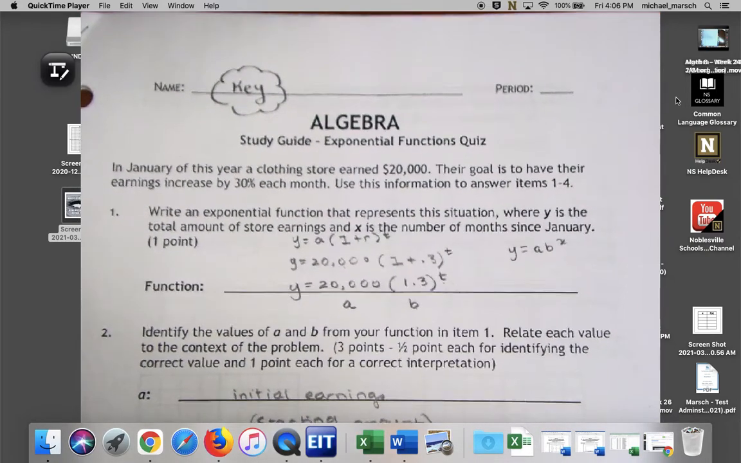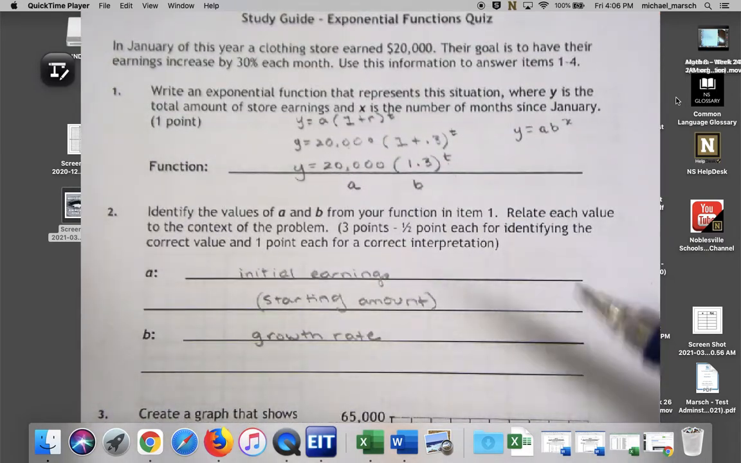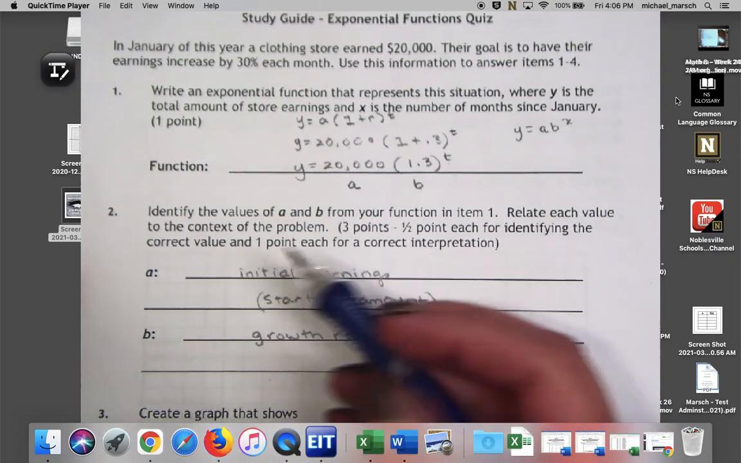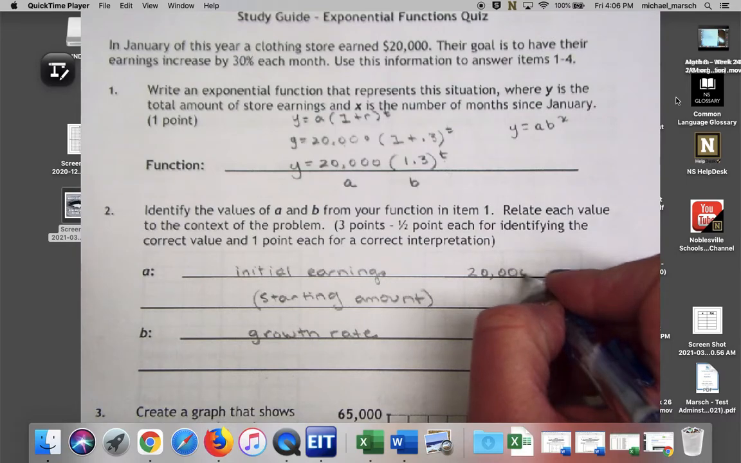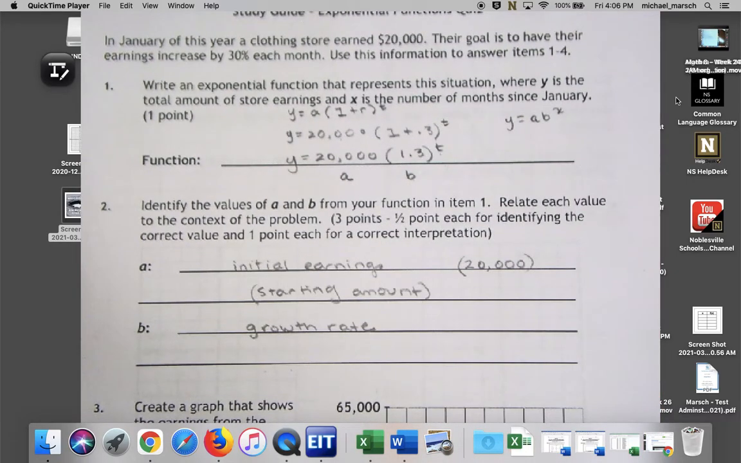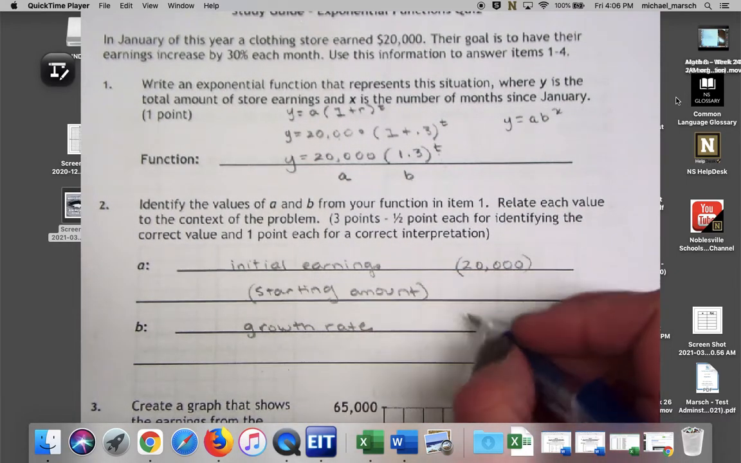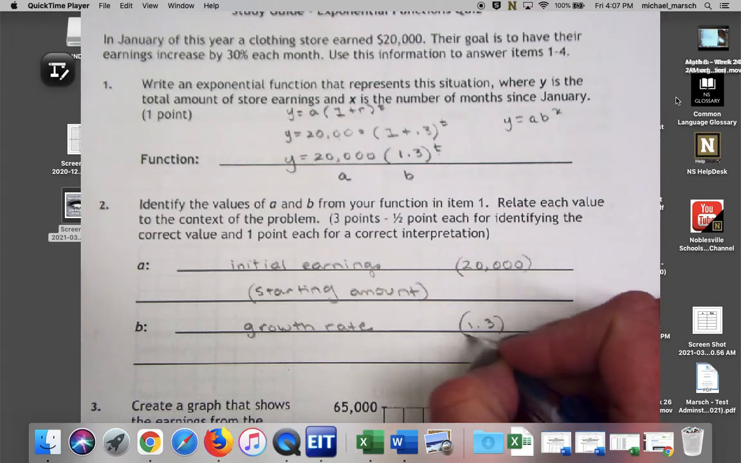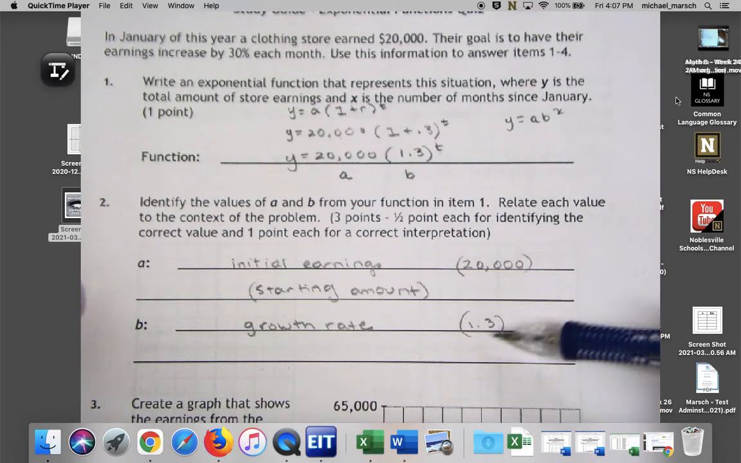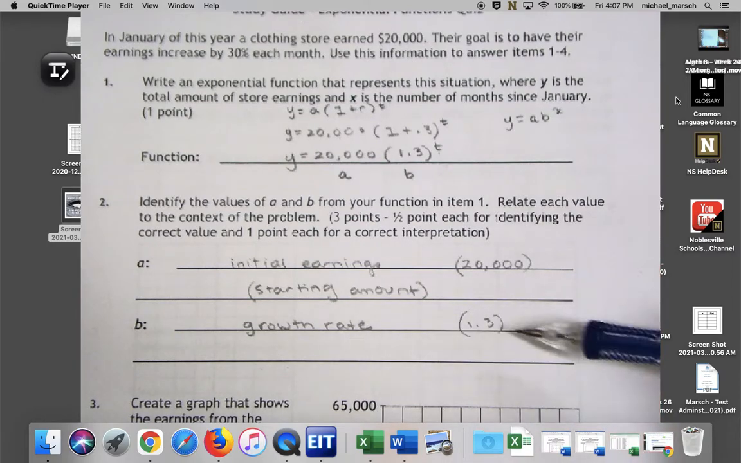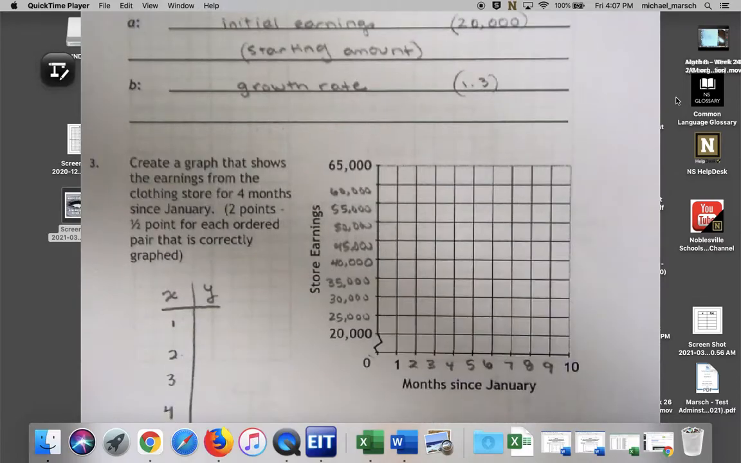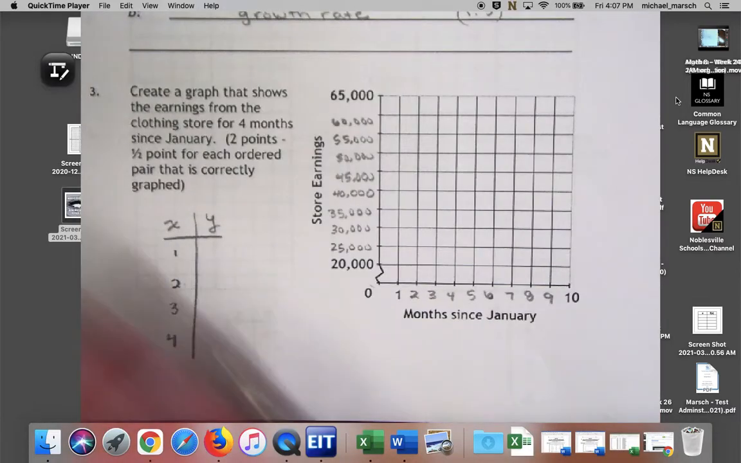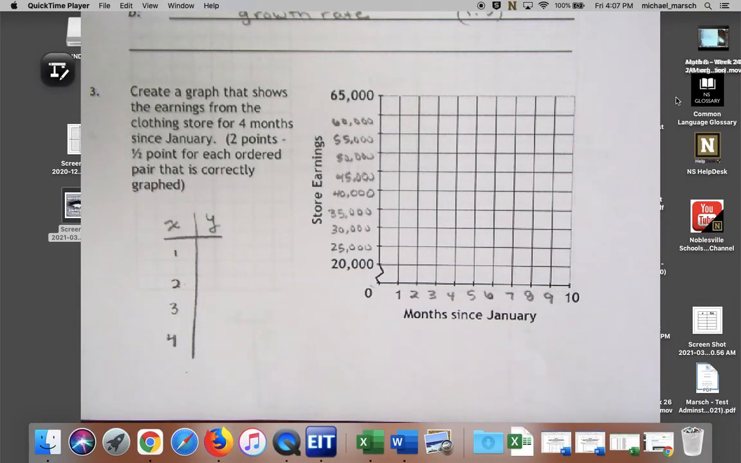So then it says identify the values of a and b from your function, and relate each value. So a is my initial earnings, that's the $20,000 that they made in January. And then the growth rate is the b, and that's the 1.3, right? So I identified them, and then I related them to the context: initial earnings, growth rate. Then it says to create a graph that shows the earnings from the clothing store for 4 months since January.